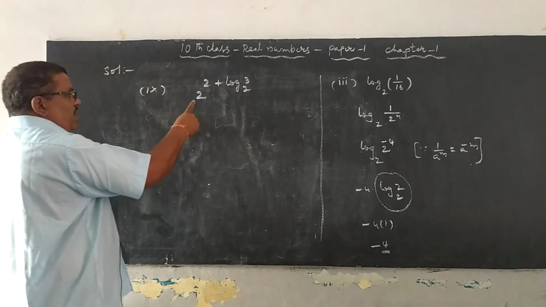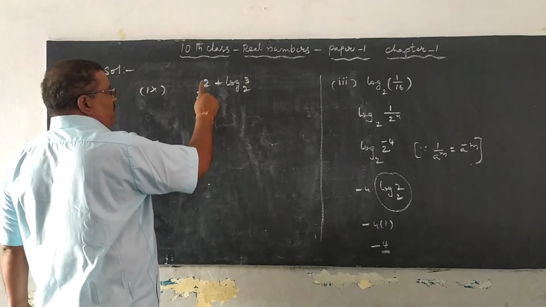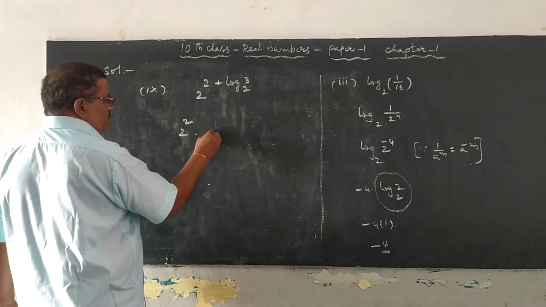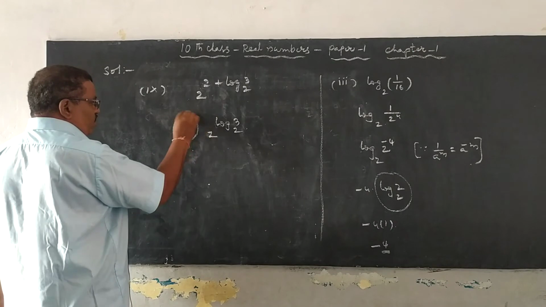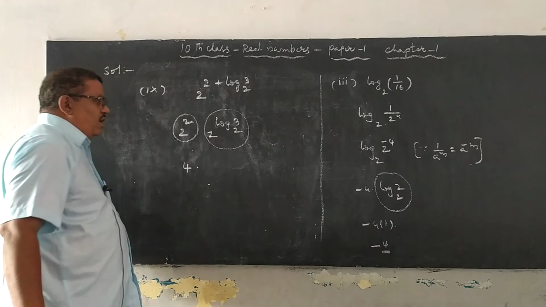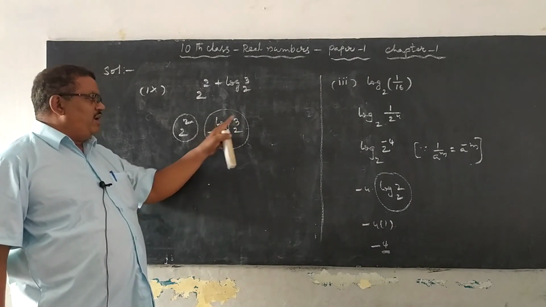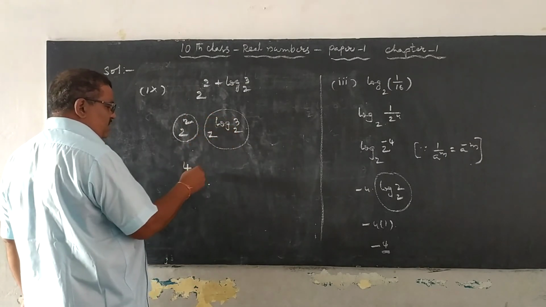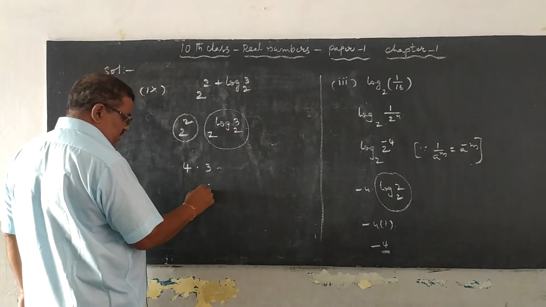Simple manner, a power m plus n can be written as a power m into a power n. That is 2 square into 2 power log 3 base 2. 2 square value you know that already. That value is 4. This is in the form a power log n to the base a. A power log n base a is n. So that its value is 3. 4 into 3, 4 3s are 12.